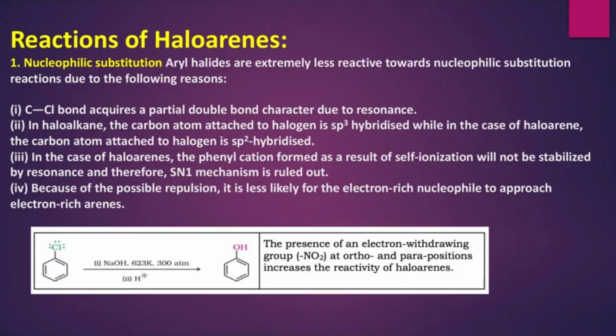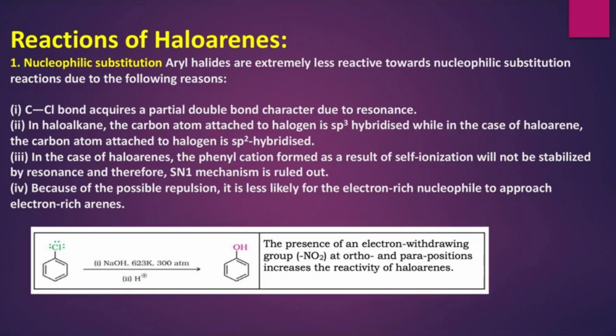In reactions of haloarenes, we have two types, nucleophilic substitution reaction and electrophilic substitution reaction. During nucleophilic substitution reaction, the nucleophile will come and replace the halogen. But this reaction is very, very slow because of certain reasons, and those reasons are very important. The first one is due to resonance. There is a partial double bond character in the C-X bond. As you know, double bonds are quite difficult to break.